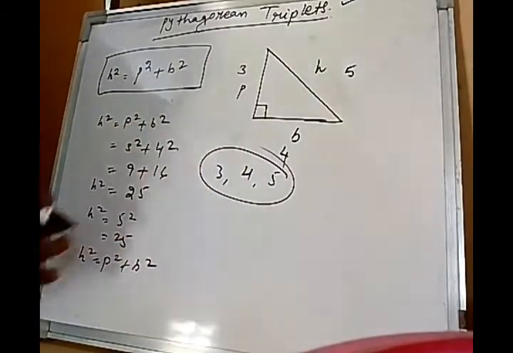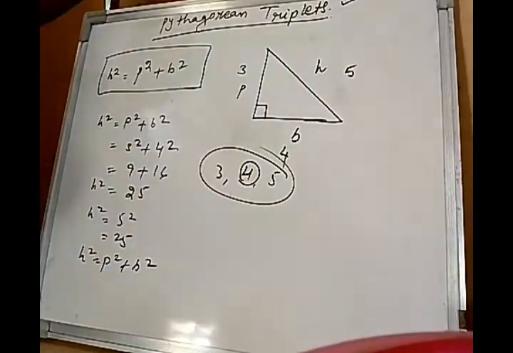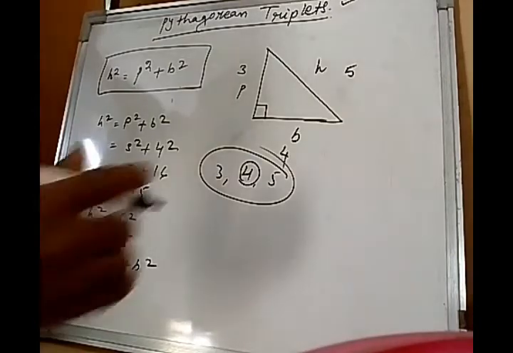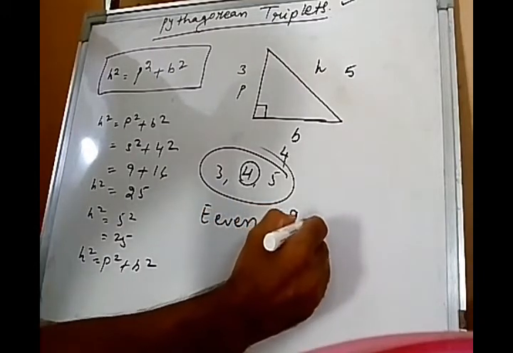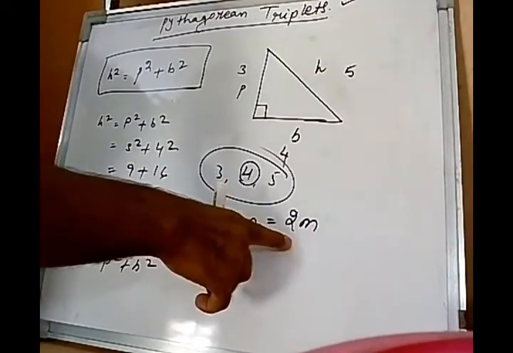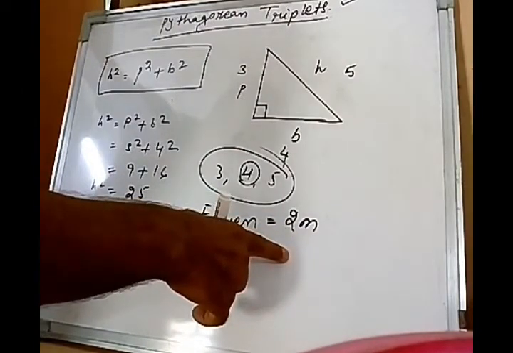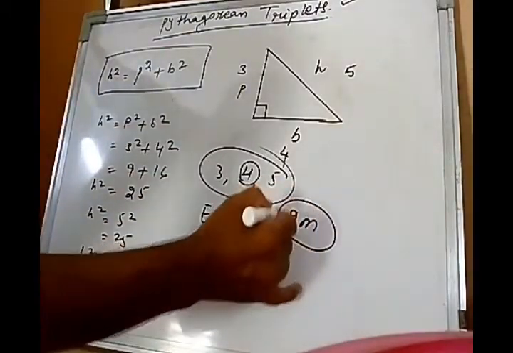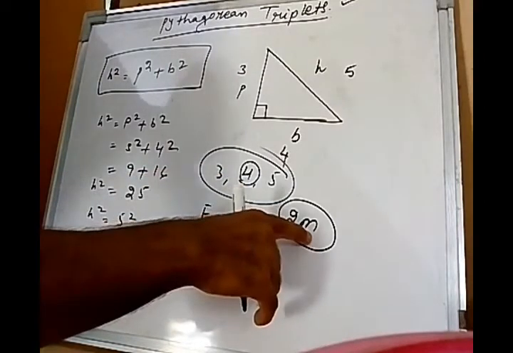Among these three natural numbers, 3, 4, 5, 4 is an even number. We already know all even numbers are multiples of 2. So we can write an even number in this form, 2m, because it is a multiple of 2 and m will be any natural number. So this is the form of an even number. So among these, one is an even number, that is in the form of 2m.